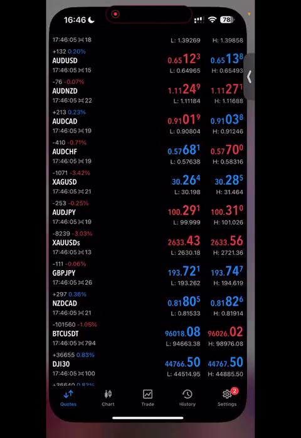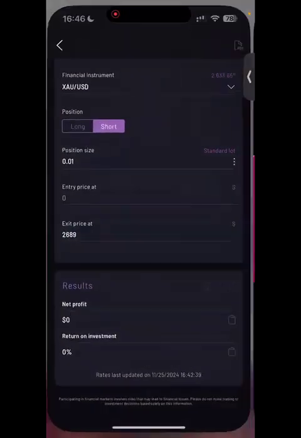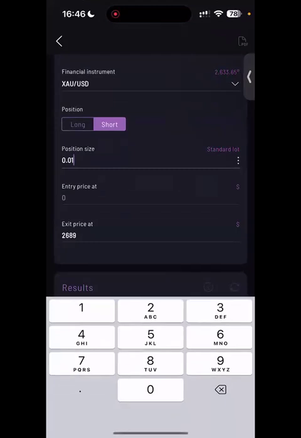So now that I know the current market price, I can come to my FX calculators and calculate my risk accordingly. I'll put in the lot size I want to use, and I can put in the current market price and calculate my SL as well as my TP. So guys, I hope you got that.